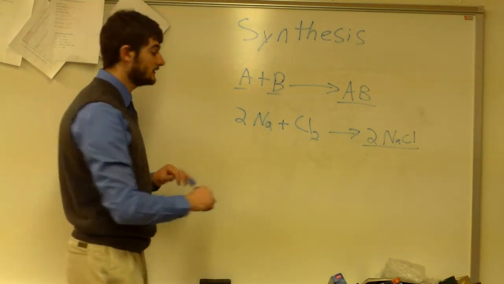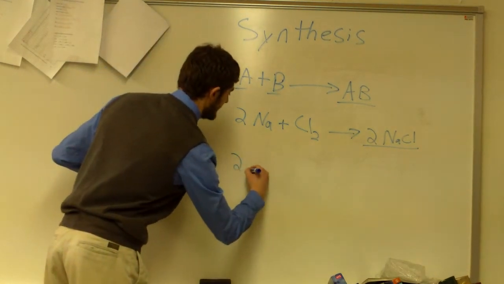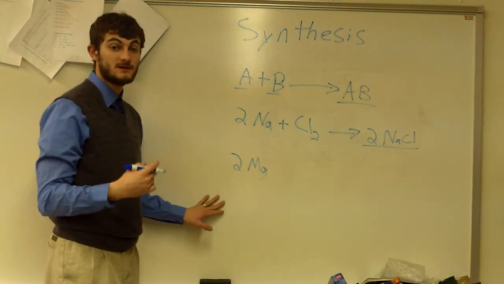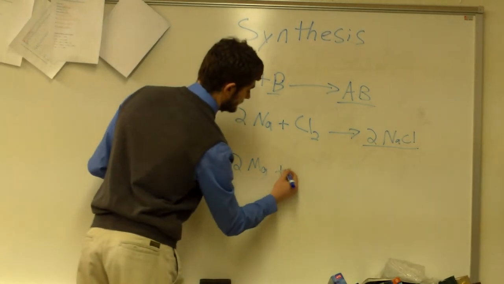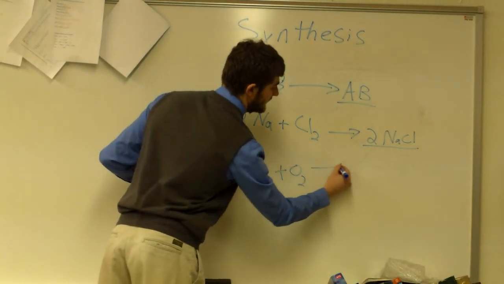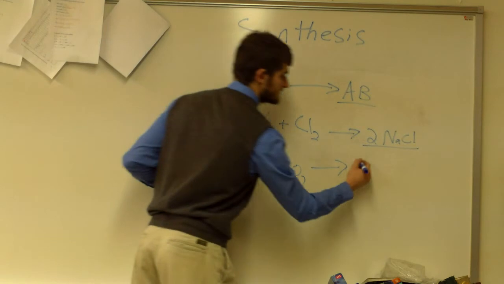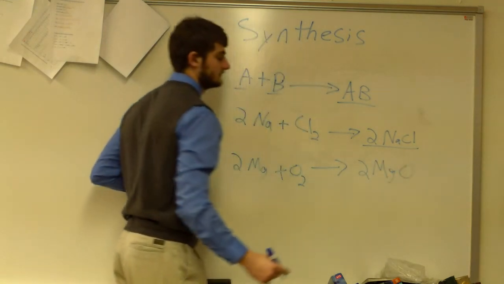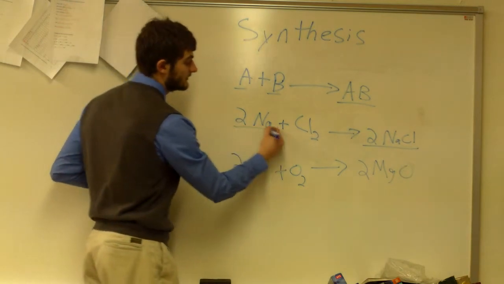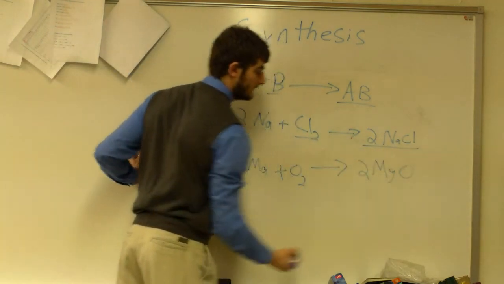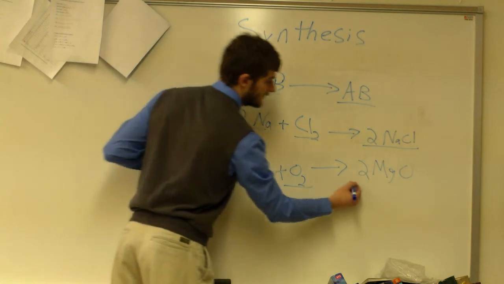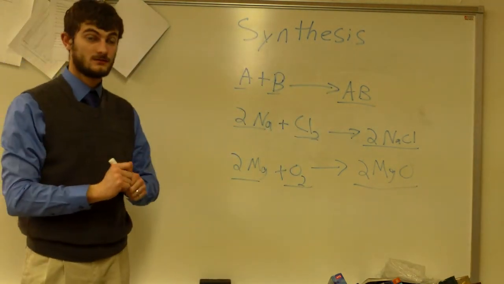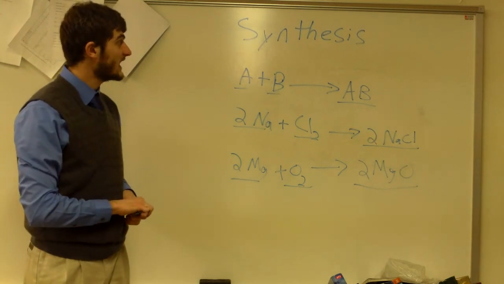A second example, we'll start with two magnesium atoms, and we'll combine them chemically with oxygen to make magnesium oxide. So in each one of these, we started with two parts and ended with one whole. Two parts, one whole. These are synthesis reactions.